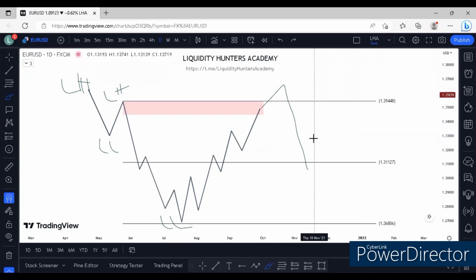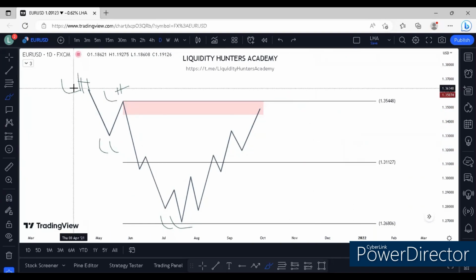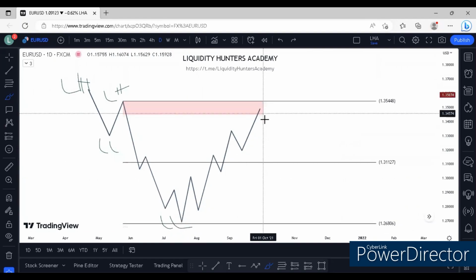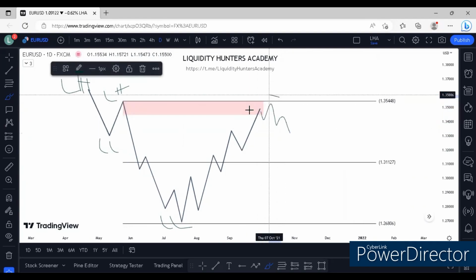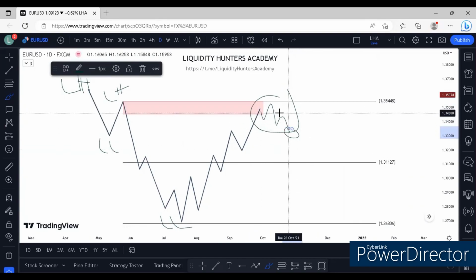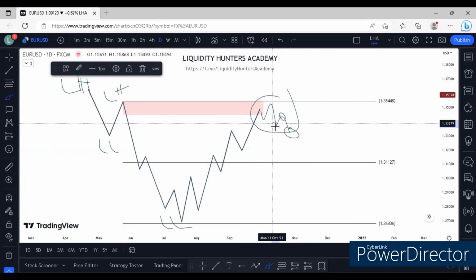So what you really need to understand is that my bias is bearish and price returns to the highest extreme zone where I would love to see price rejecting. And this is where you move to lower time frames and you see a change of character. And then you can confirm after printing 4 swings. 1, 2, 3, 4.